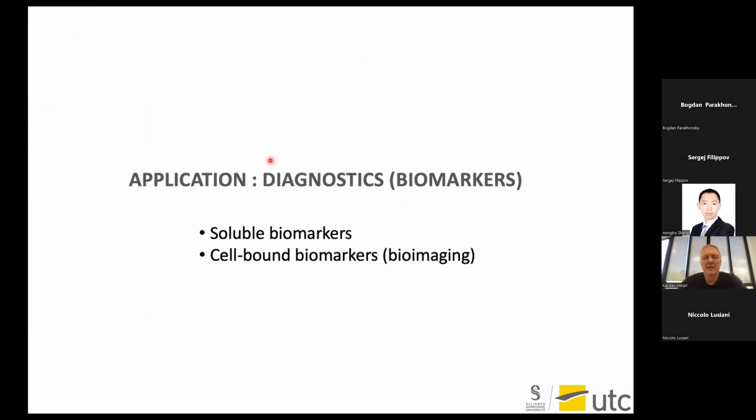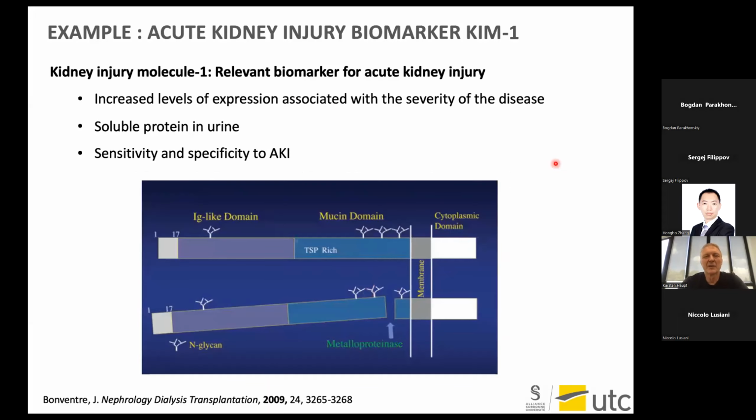diagnostics, medical diagnostics. So in that case, we mainly can do two things: either detect soluble biomarkers or do bioimaging and detect the cell surface biomarkers. The first example that I would like to show concerns a biomarker for acute kidney injury, and it is a protein called kidney injury molecule 1.